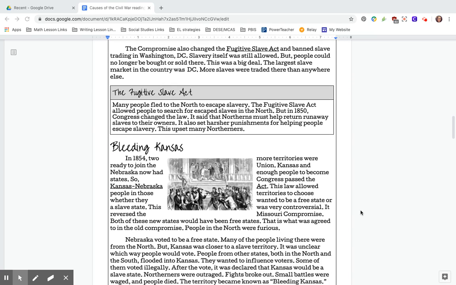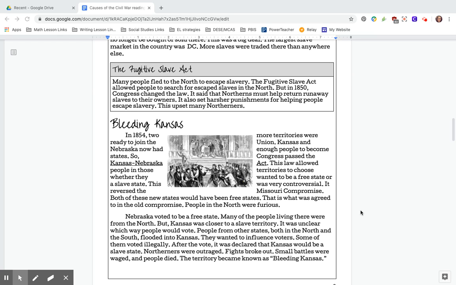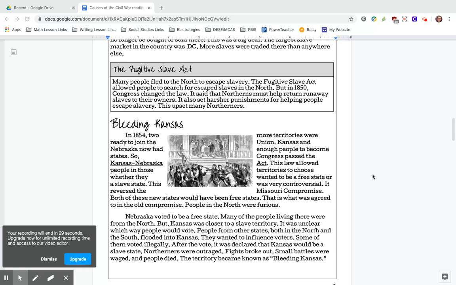The Fugitive Slave Act. Many people fled to the North to escape slavery. The Fugitive Slave Act allowed people to search for escaped slaves in the North. But in 1850, Congress changed the law. It said that the Northerners must help return runaway slaves to their owners. It also set harsher punishments for helping people escape slavery. This upset many Northerners. Listen to the next video for the rest of this passage.